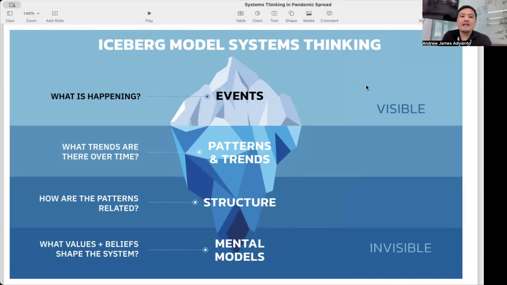It has levels. As you can see in this illustration, it is segmented into four, starting with the events, then patterns and trends, which is already submerged, the structure, and then lastly the mental models. Let's start with level one, and this is the events. This is the visible, or what we see. Events are things that happen that we can easily see.